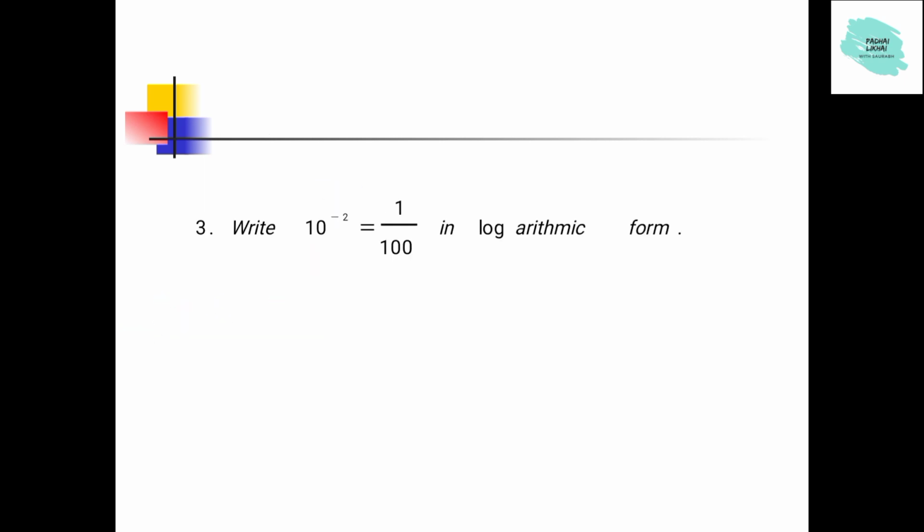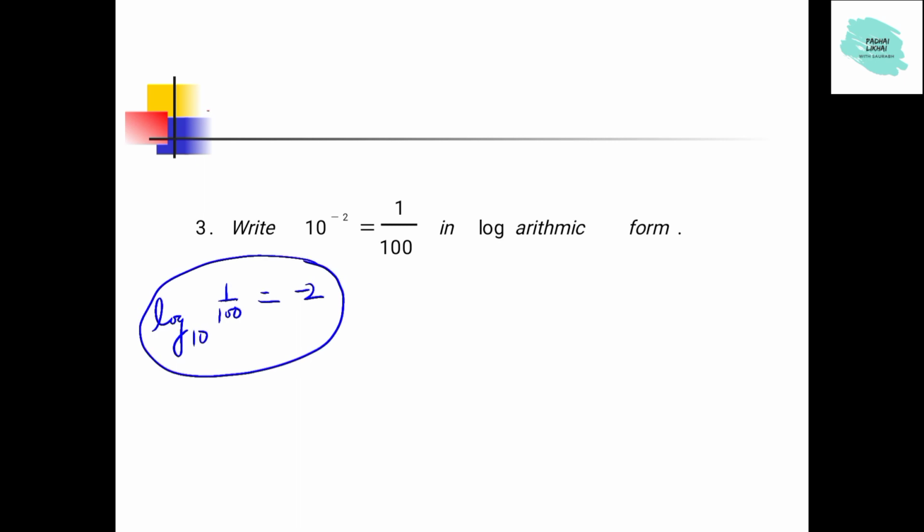Let us see another problem. Again you have to write this in log form. The base is 10, the exponent is minus 2, and the value is 1 by 100. So the log will be log base 10, value 1 by 100, equal to minus 2. We can read it like log 1 by 100 base 10 equal to minus 2.